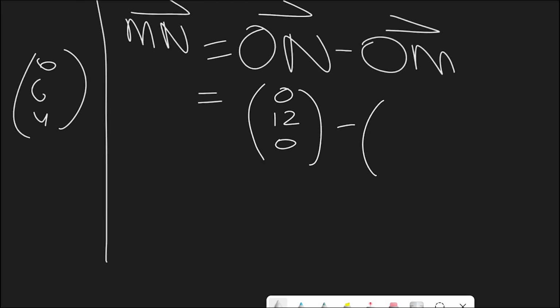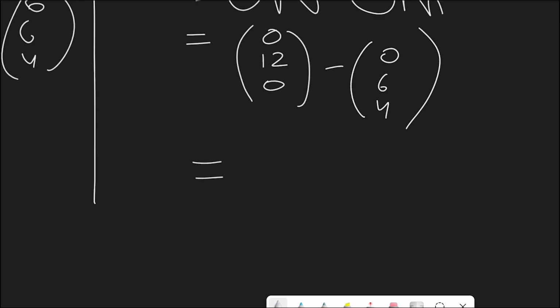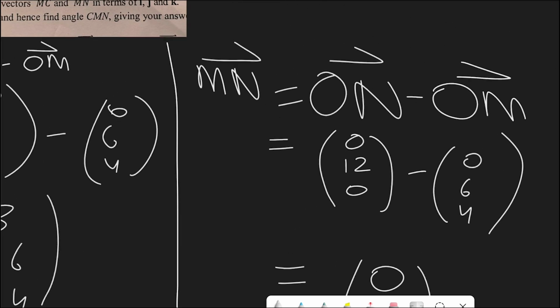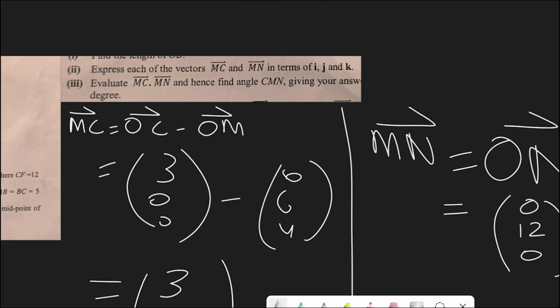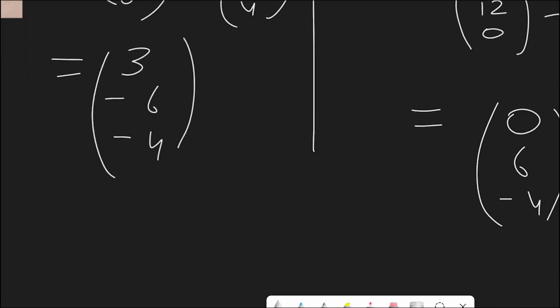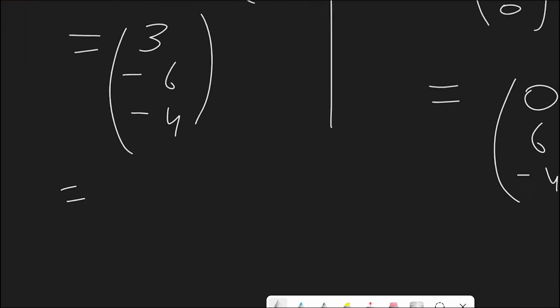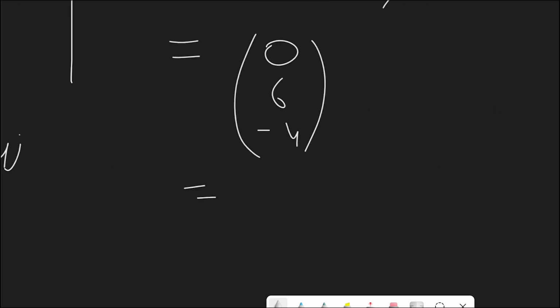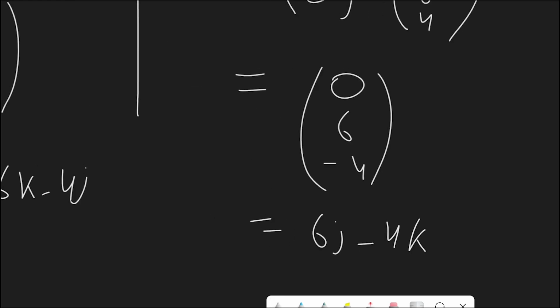So it would be 0, 6 and 4, and when we subtract the 2, it would become 0 minus 0, 12 minus 6 is 6, and 0 minus 4 is minus 4. Okay, so that is it. But it is written that you have to represent it in terms of i, j and k. So in terms of i, j and k, this would be 3i minus 6j minus 4k, and for this it would be 6j, because 0i is 0, minus 4k. Okay, so this is the second part done.